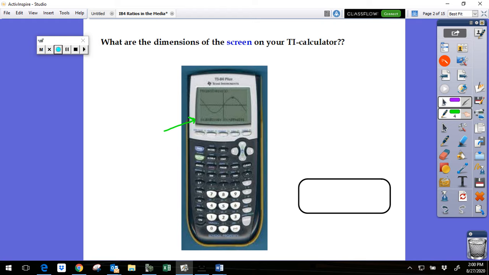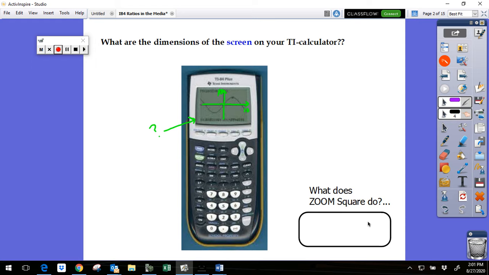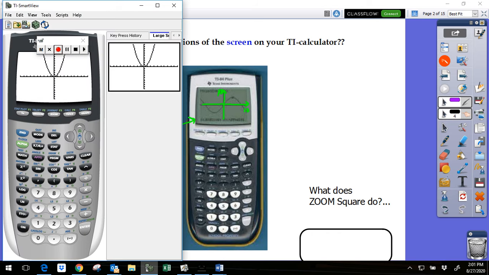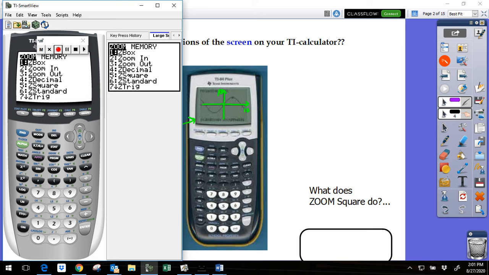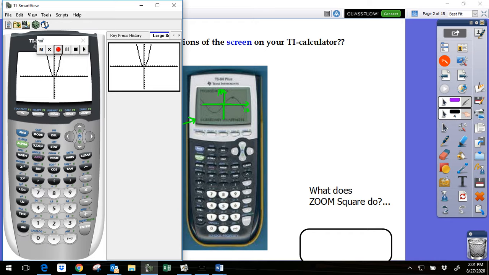Is it a square? No, it's not. But when you have the grid that goes to 10 on both sides, what it does is it squishes your image. So you might wonder, if you're ever pulling your calculator out, what does zoom square do? On a normal graph, it looks like this. But if you went to zoom, and then this option 5 down here, it will actually square up your window so that the hash marks are the same on the up and down and the horizontal.